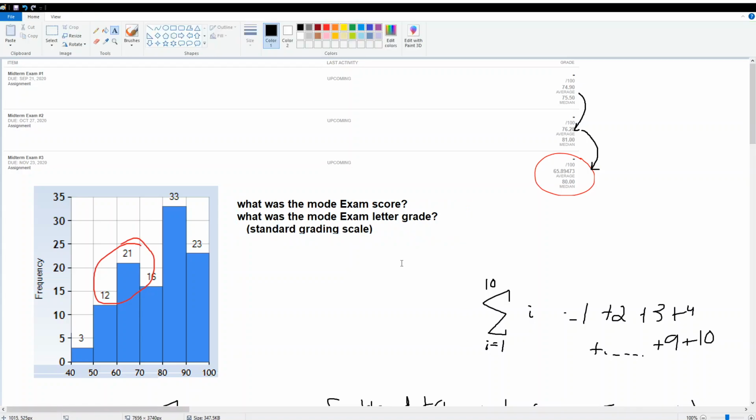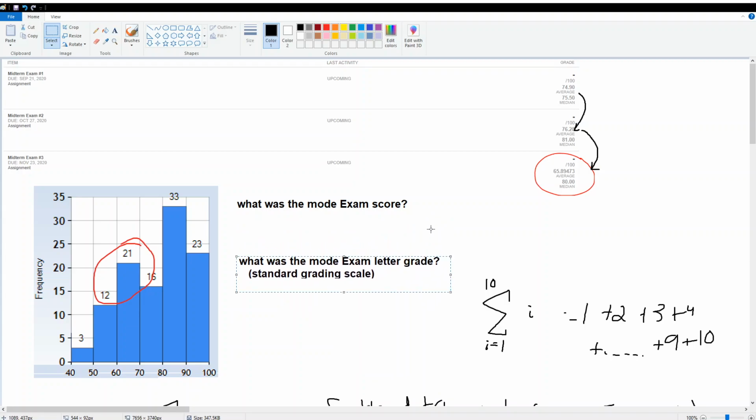You might think, oh, this is easy. The mode is 85 and the mode letter grade is B. You would only be right on one count. How many of you think that the one that is correct was the mode exam score? Okay, how many think the mode that was correct would have been the letter grade? And how many of you are just confused as hell? Okay, that makes sense. So here, think of it this way.